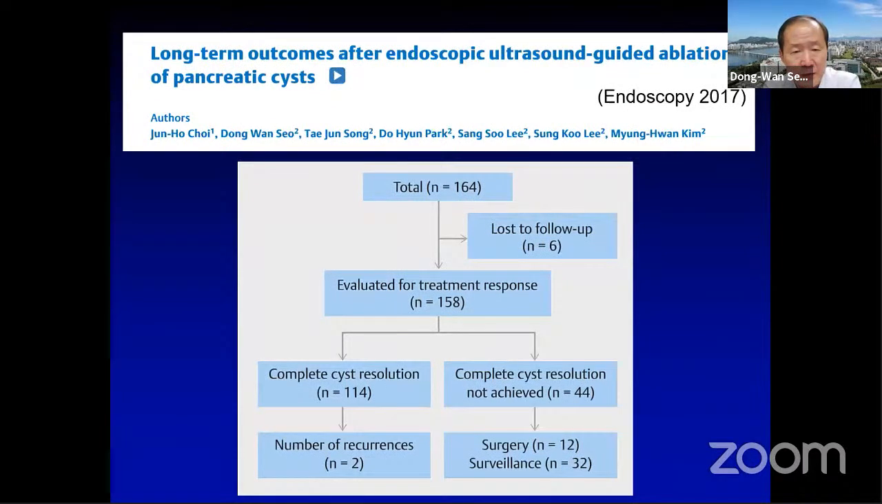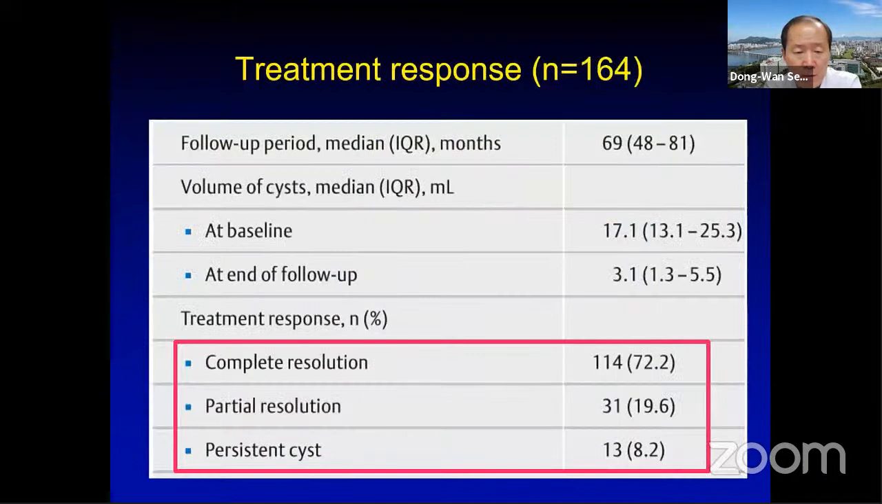We analyzed long-term outcomes after EUS-guided ethanol ablation of pancreatic cystic tumors and reported the result in Endoscopy 2017. A total of 164 cases were ablated, and among them 6 patients were lost to follow-up. So we analyzed 158 cases. Among them, complete resolution was observed in 72% of the cases, and partial resolution in about 20% of the cases. Persistent cyst was observed in about 8% of the cases.